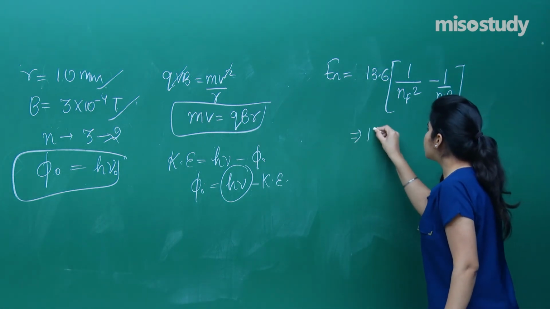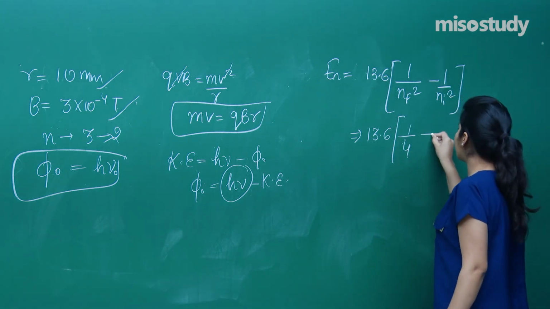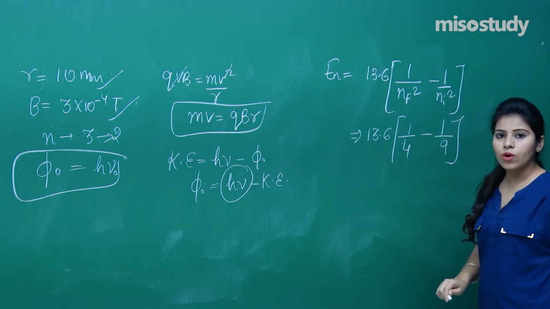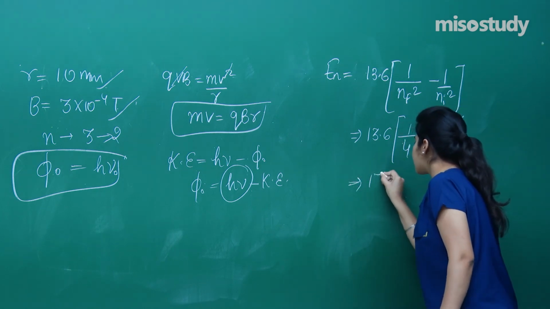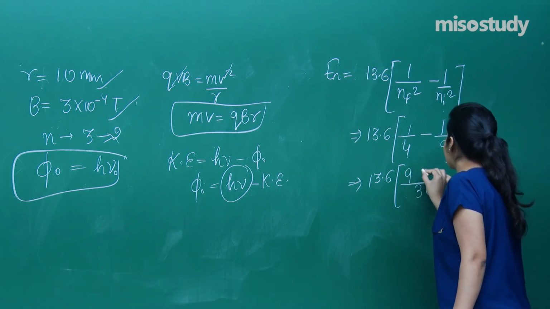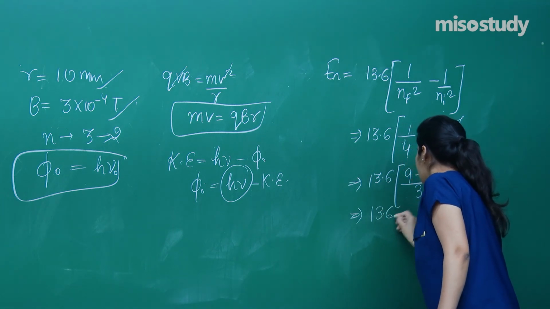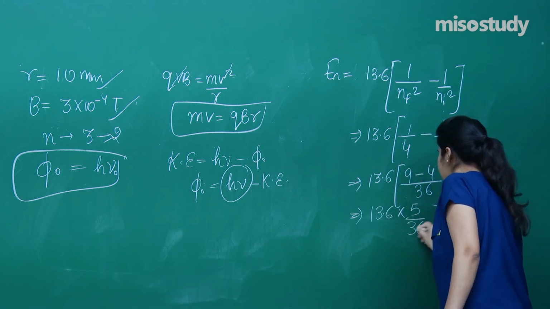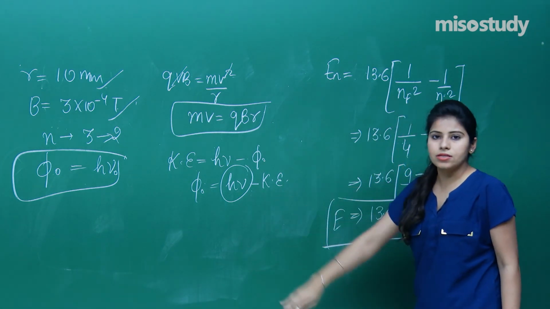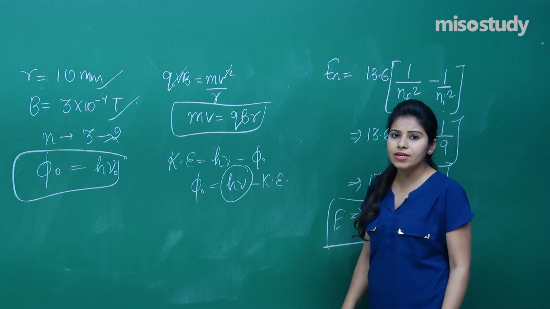So we will say 13.6 into 1 by final, which is 2 square, so 1 by 4, minus initial was 3, so square, that means 1 by 9. So we will have 13.6 into (9 minus 4) by 36, that is 5 by 36. You have the energy as this. Now from here we can find out the kinetic energy.